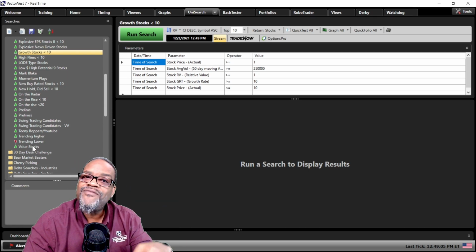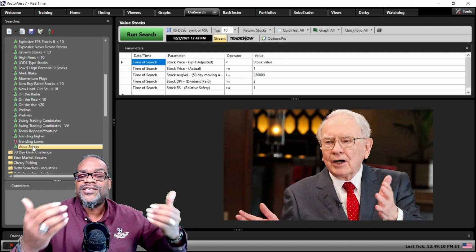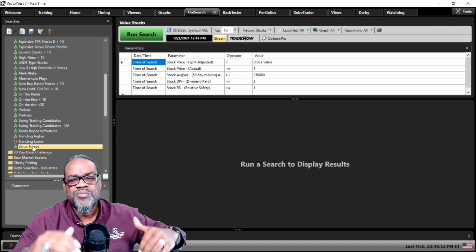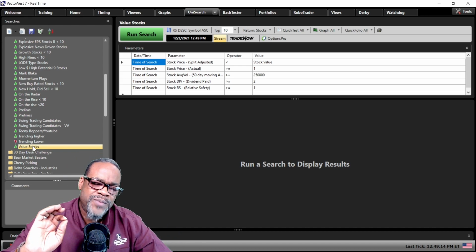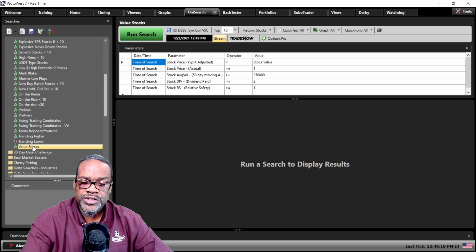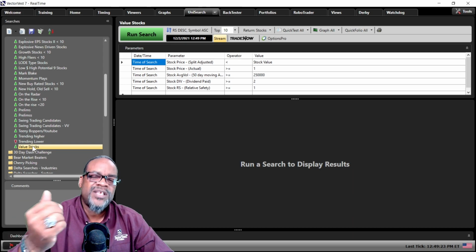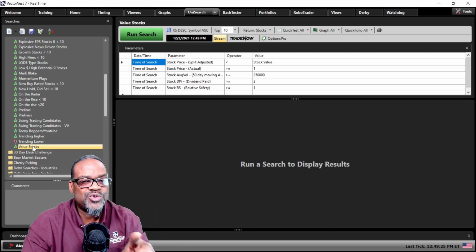Now let's go take a look at the value stocks. These are stocks that Warren Buffett looks at. These are stocks that are undervalued, that are trading at a low price possibly, or that have a good propensity to go up in price over time. Not the quick pops like growth stocks, but value stocks are more designed to go up over time and actually bring you in some passive income, as you'll see in this search.